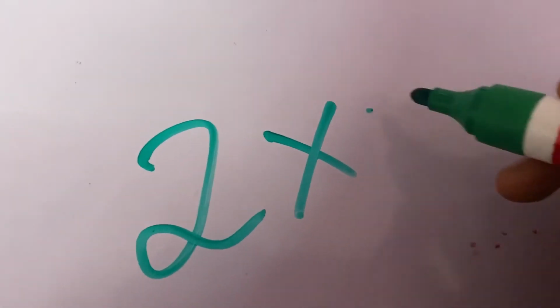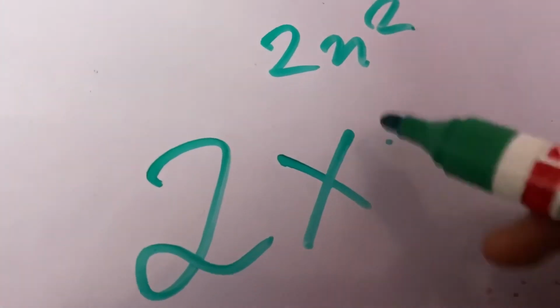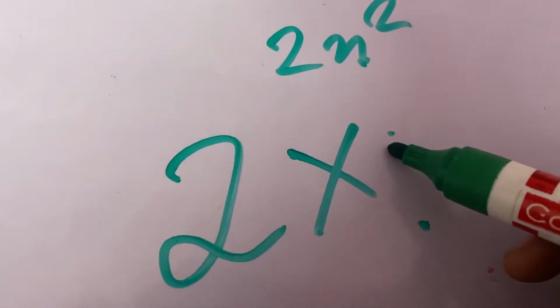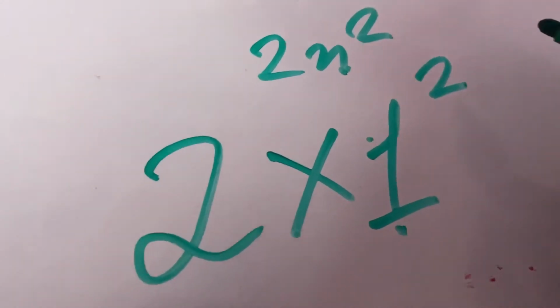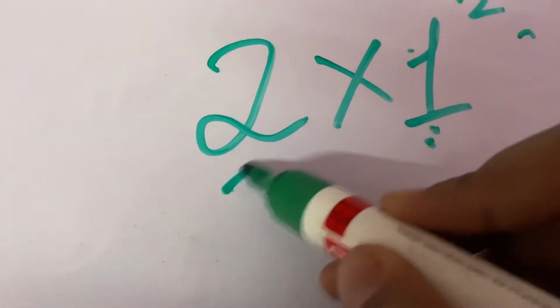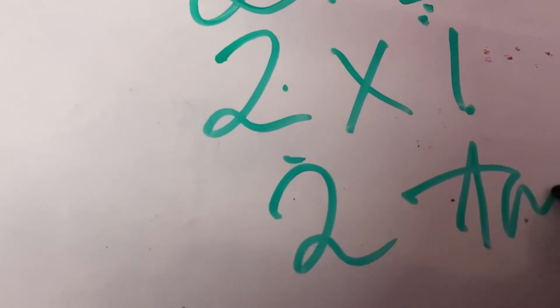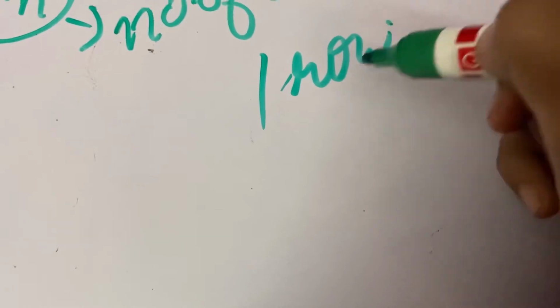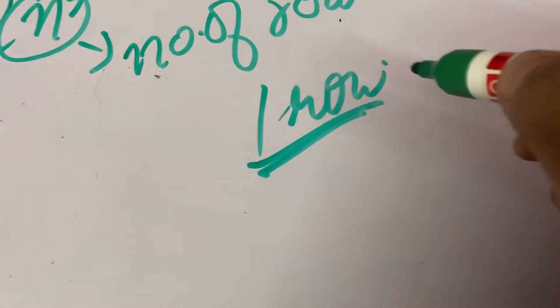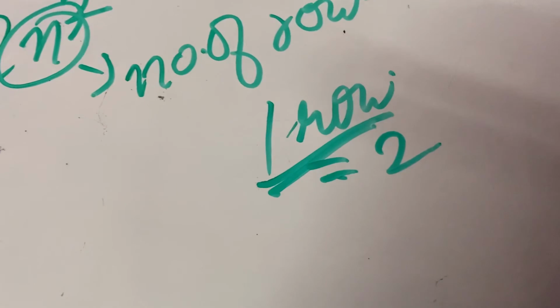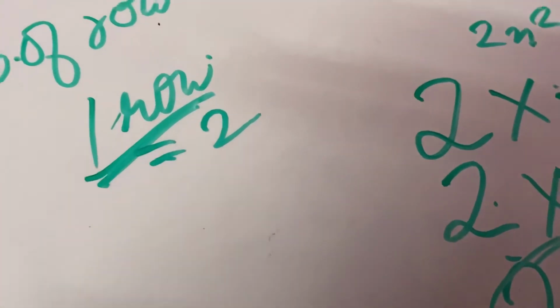So according to the formula, if I go for the first row, here it was 2n square, so n is 1 and 1 square. Now 1 square is, firstly we should solve the square, so it's 1, 2 ones are 2, means the first shell of the atom will always have 2 electrons and not more than 2 electrons.